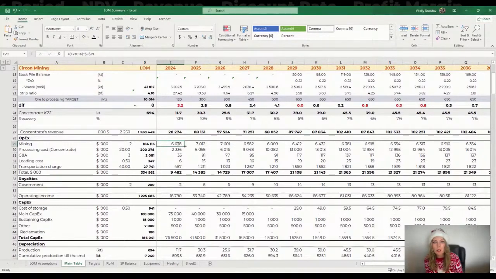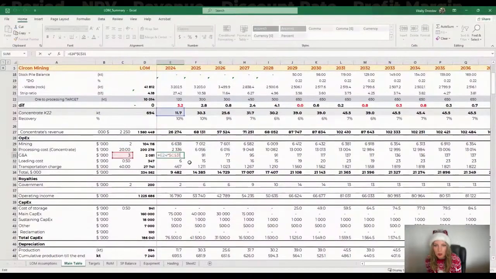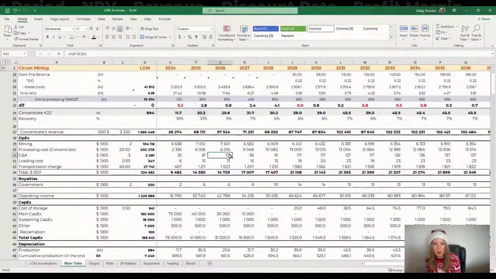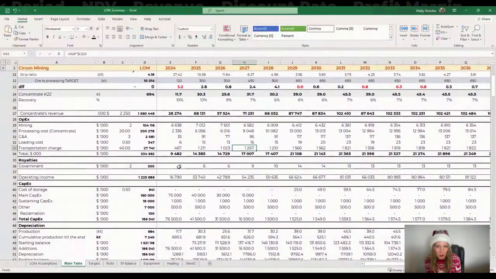Next up, we'll tackle the calculation of operating expenses, or OPEX. This includes mining cost, processing cost, general and administrative, loading cost for concentrate, and transporting charge. Each of these costs is calculated by multiplying the respective tonnage of ore or concentrate by the current rate per ton. Specifically, mining and processing costs are calculated per ton of ore, while the general administrative, loading cost and transporting costs are based on per ton of concentrate.